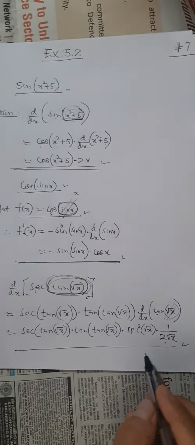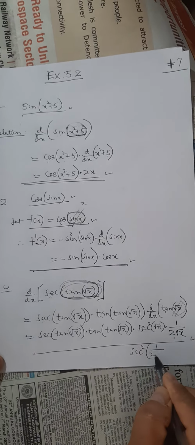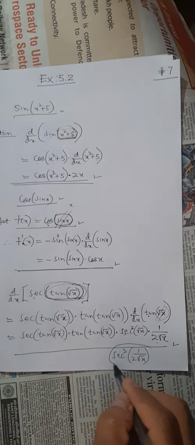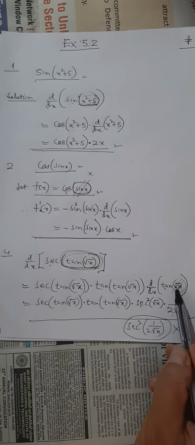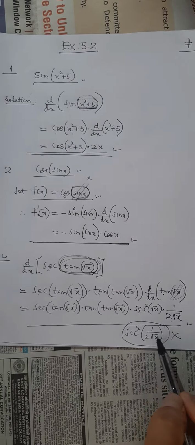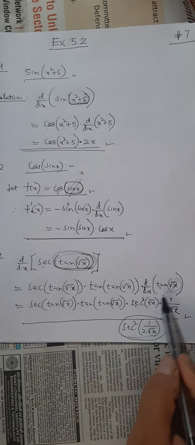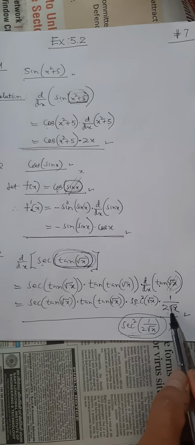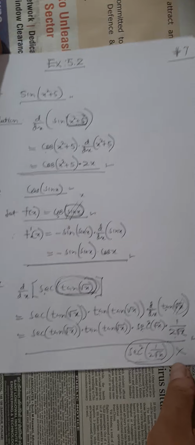Here don't write like this. This is not correct. Sec square of 1 upon 2 root x. This is wrong, remember. It's not just the derivative of tan, that is sec square, and derivative of root x, 1 upon 2 root x. This is wrong, remember. You need to imagine this as x. So you say root x as it is, and here into derivative of root x, that is 1 upon 2 root x.